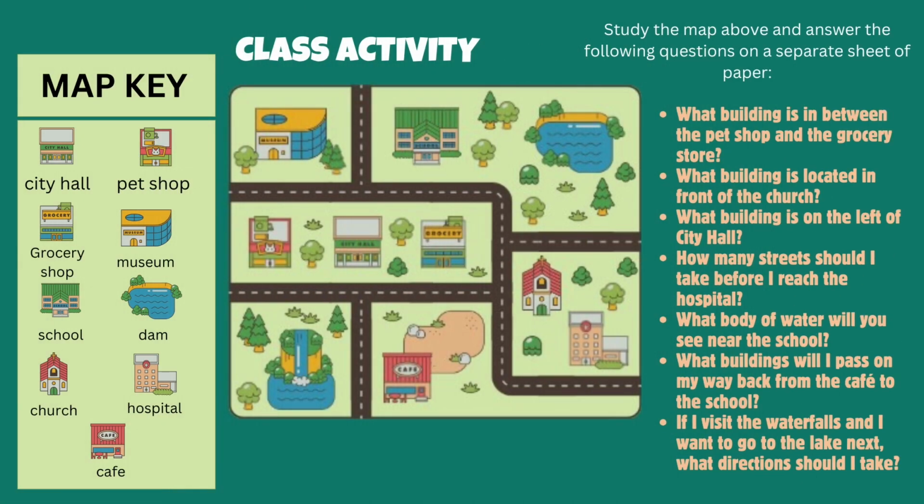Study the map above and answer the following questions on a separate sheet of paper. What building is in between the pet shop and the grocery store? What building is located in front of the church? What building is on the left of City Hall? How many streets should I take before I reach the hospital? What body of water will you see near the school? What buildings will I pass on my way back from the cafe to the school? If I visit the waterfalls and I want to go to the lake next, what directions should I take?